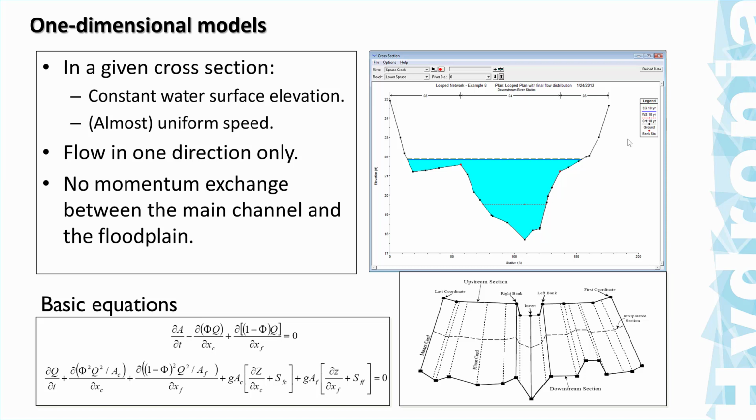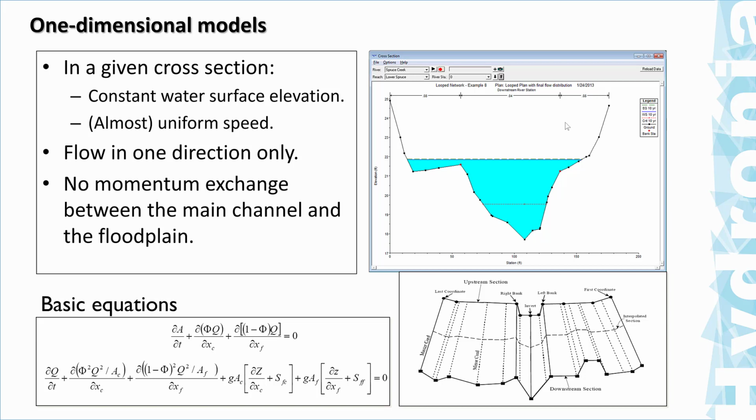The other assumption that is made in one-dimensional models is that the flow is one-directional. That means that as soon as you locate a cross-section on a given river, then you are essentially forcing the flow that will be calculated perpendicular to that cross-section. So by drawing the cross-section, you are essentially deciding what will be the direction of the flow in that area.